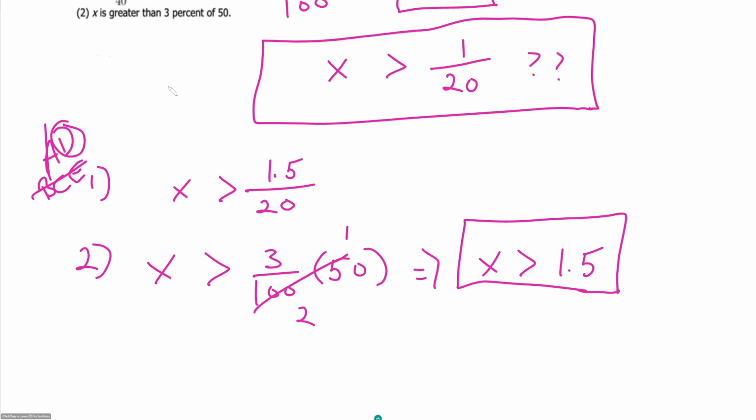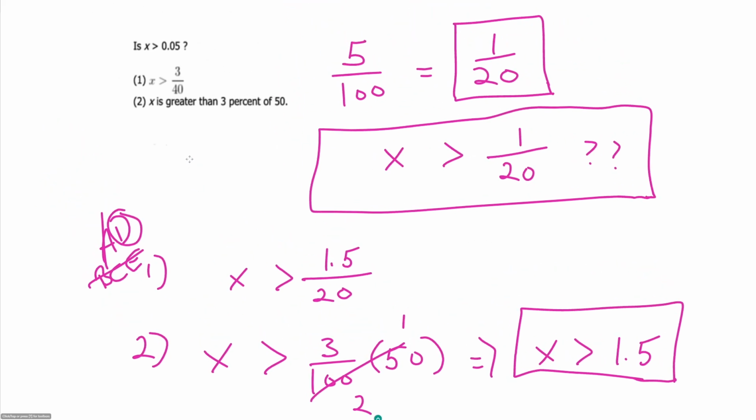It looks like what they're trying to get you to do is maybe just confuse this with the 1.5 over 20 from statement 1, but even then it would still be sufficient. So I'm not sure why they did that, but I'll take it anyway. The answer is D.